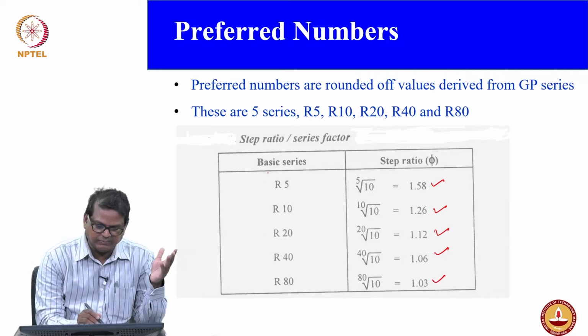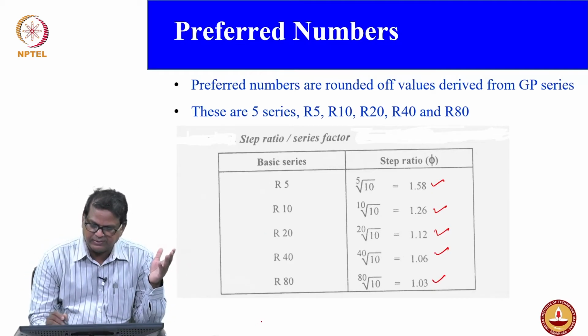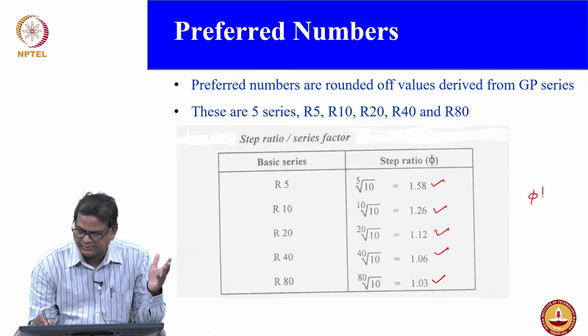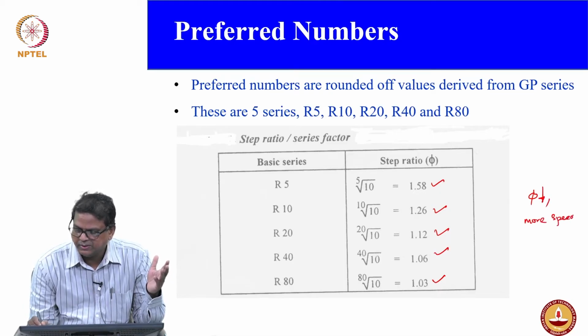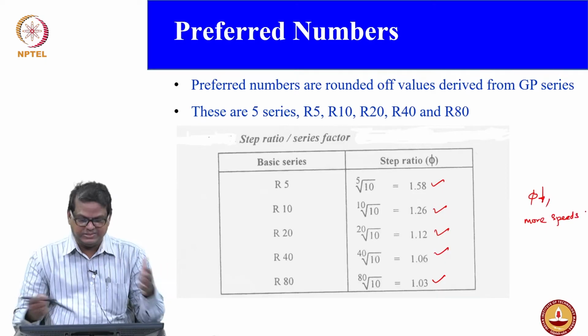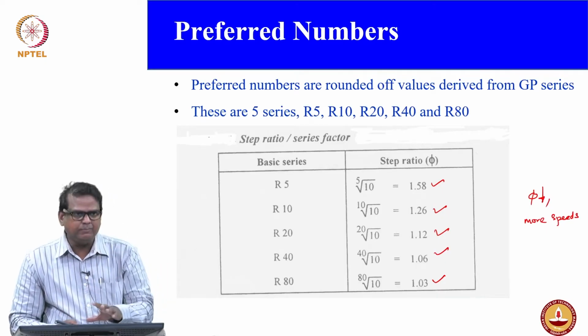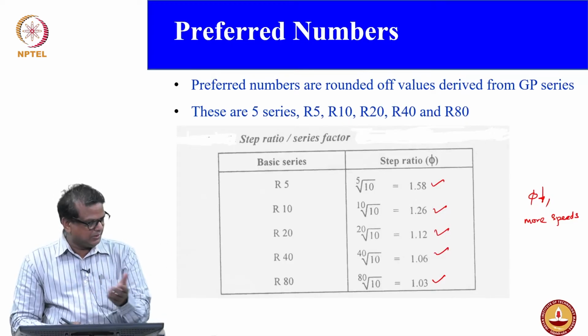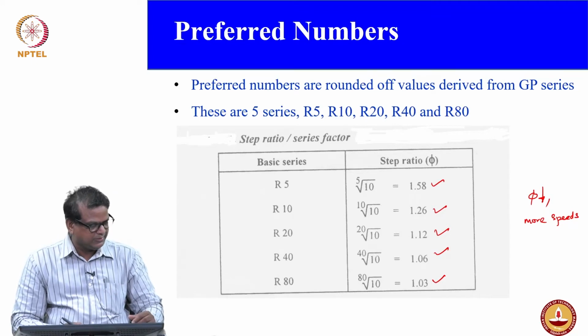As the number of the basic series increases, the step ratio decreases, and you will have more speeds. We will see in a minute. You will have more speeds available. Sometimes apart from the standard step ratio, you will have a non-standard one also. Okay, so I will tell you what that non-standard aspect is.